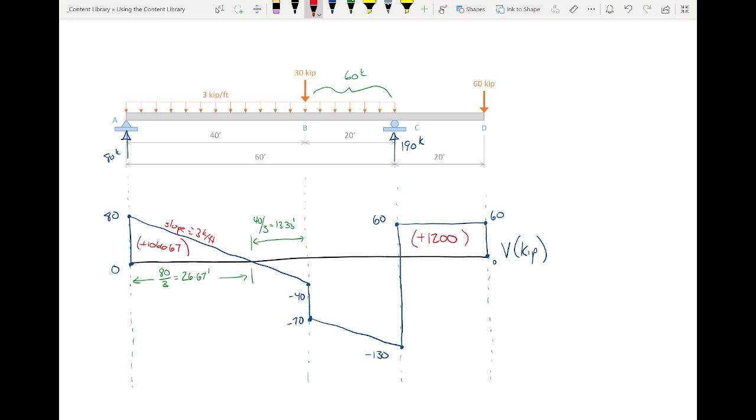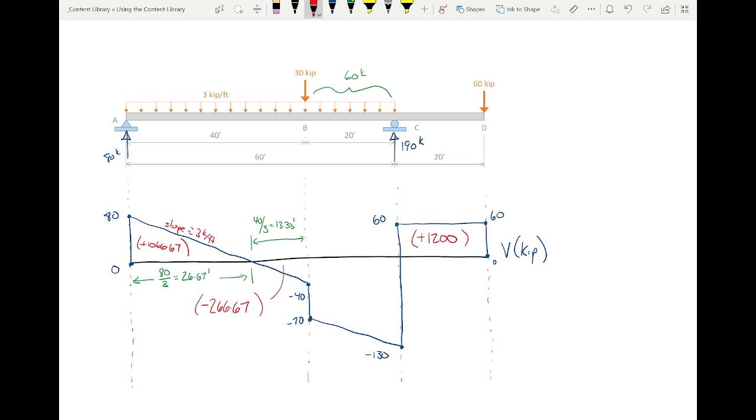Is that fair? What about this triangle right here? What's the area of this? And it's negative, by the way. 266.67. Do I have a second on that? All right, so negative 266.67.